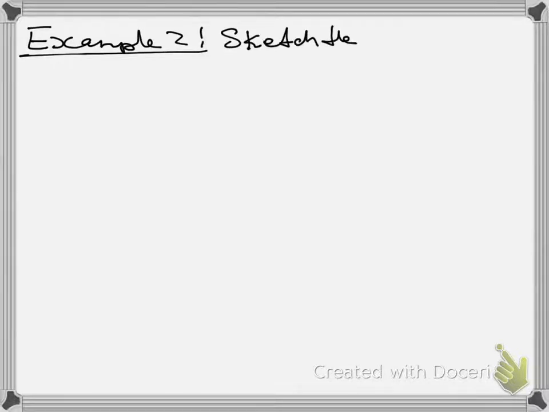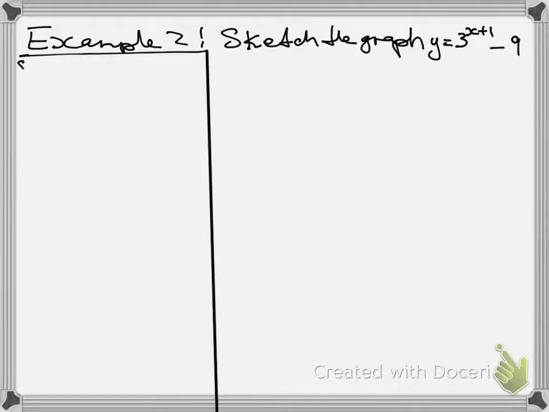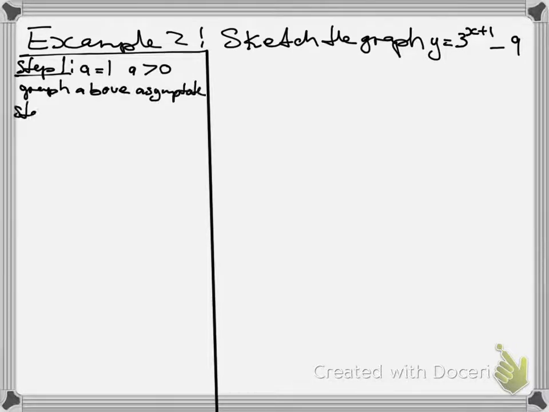Moving on, another example, number 2. Sketch the graph y = 3^(x+1) + 9, minus 9, sorry. So we write down the value of a, which is equal to 1, which is greater than 0.